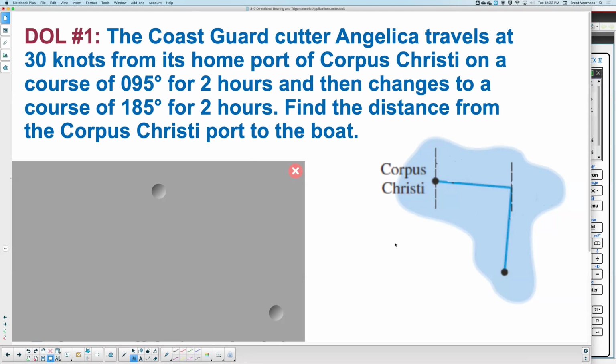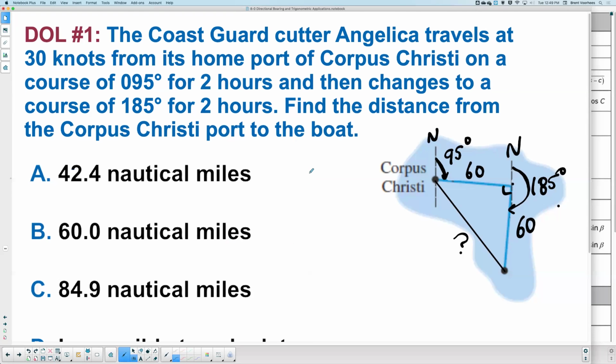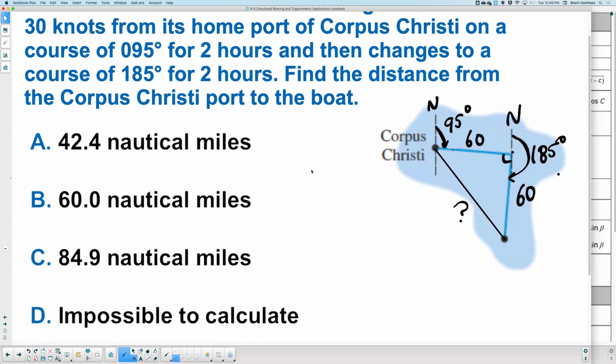Okay, so here's your diagram. Work through, try to solve this problem. You will need to solve for this line here. I'm going to connect it to make it a triangle. How many triangles do you see? One triangle. So if it's one triangle, how many law of sines do we have? One. You only have to do one law of sines. You go ahead and do that now. DOL number 1. So here are some answer choices for you to look at.